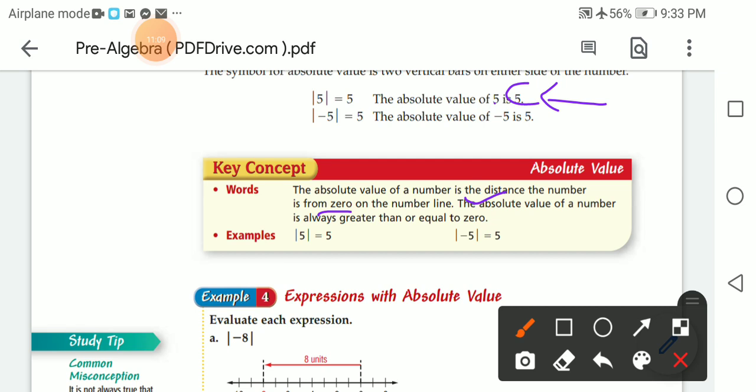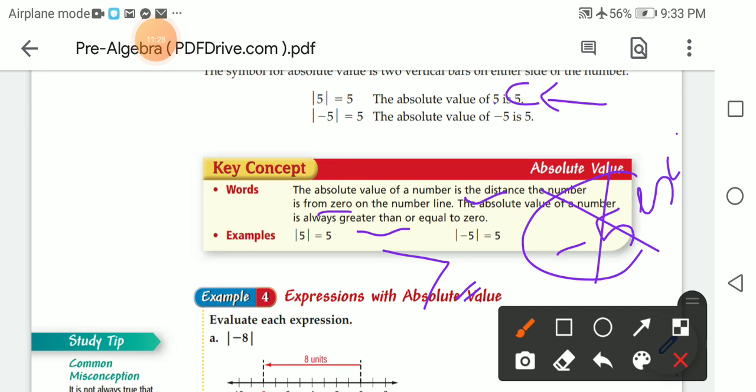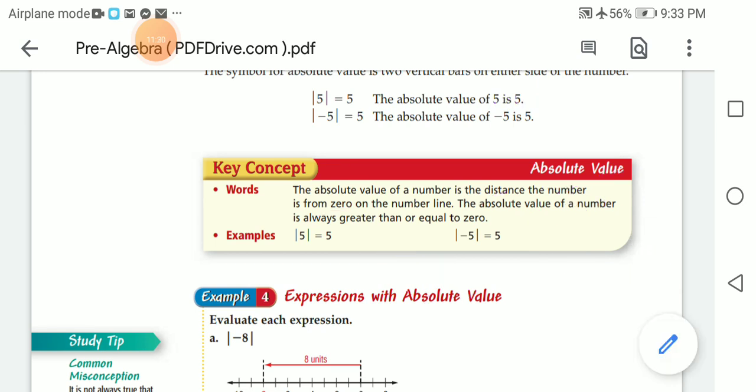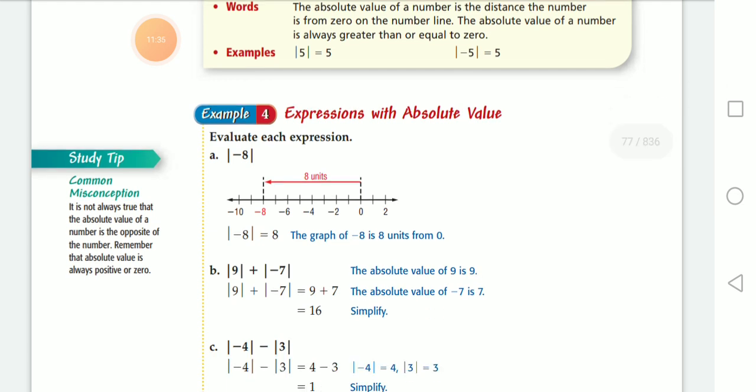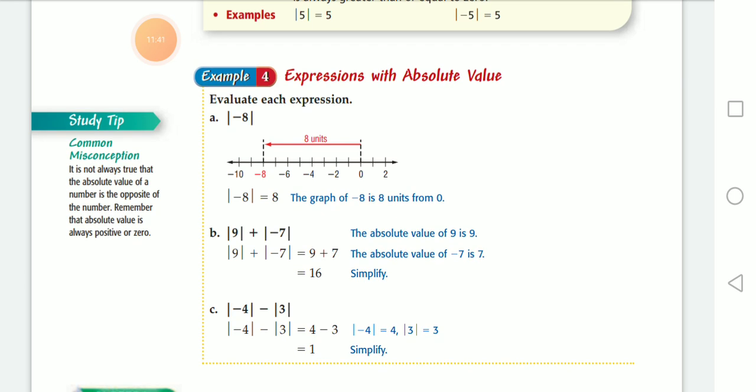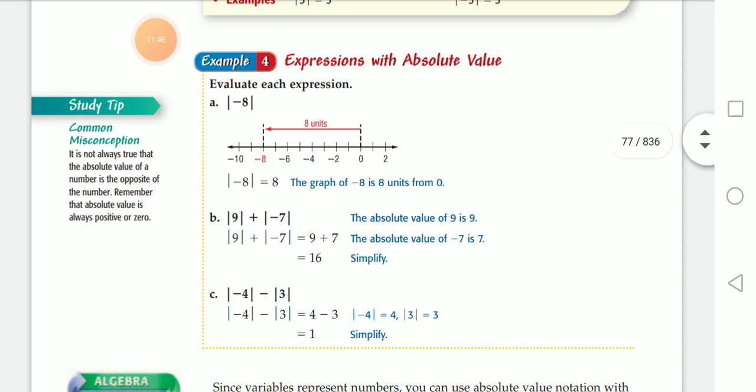The absolute value of a number is always greater than or equal to 0. It can't be negative 5. If it's less than 0, it will be negative, right? Any negatives are not permitted, so the absolute value is always positive. Example 4: expressions with absolute value of negative 8. Evaluate each expression. The absolute value of negative 8 is 8. As you see here, the graph of negative 8 is 8 units from 0.